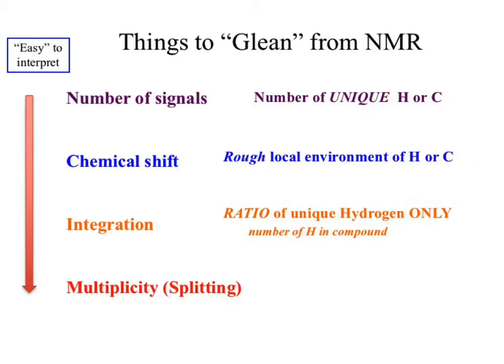Okay, we do not evaluate it. It's only for hydrogen. And even then, for hydrogen, it gives us a ratio, roughly equivalent to the empirical formula of hydrogen in our compound. Not the exact number, but the ratio. The last one is multiplicity, also known as splitting.